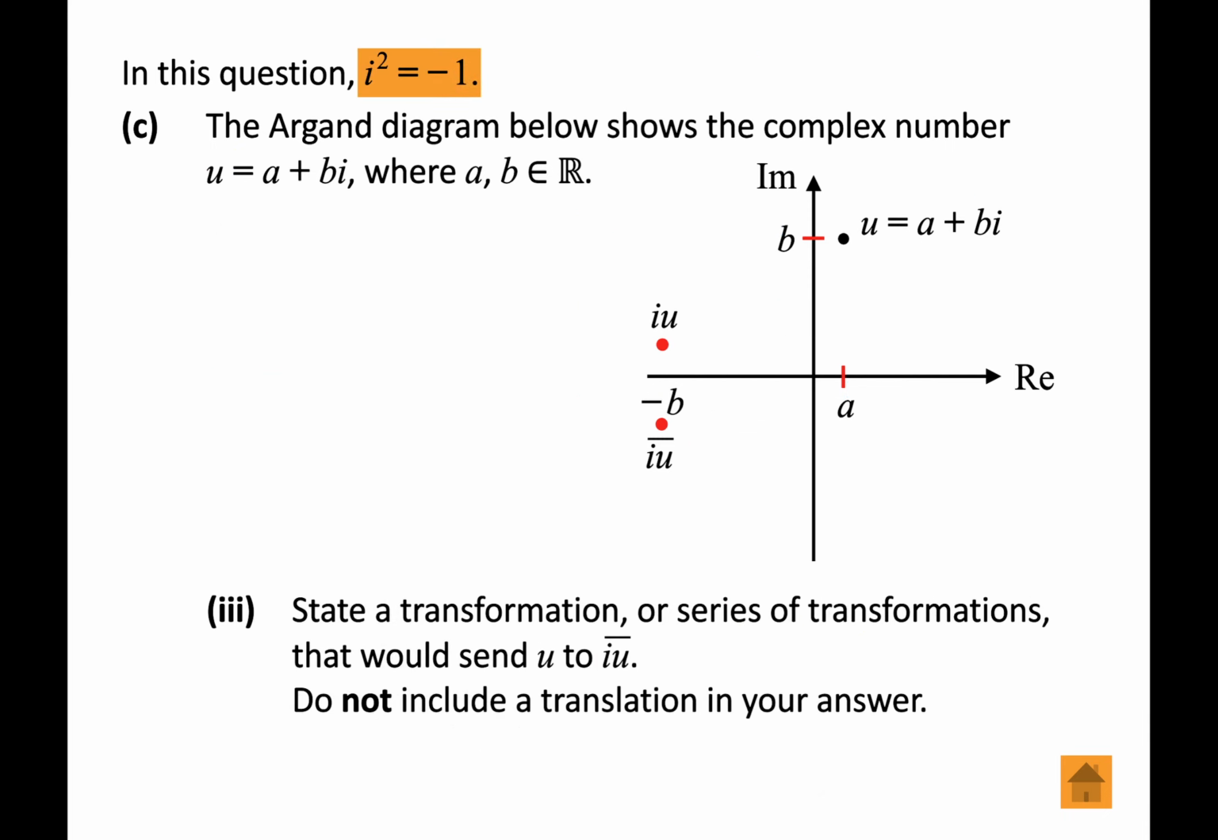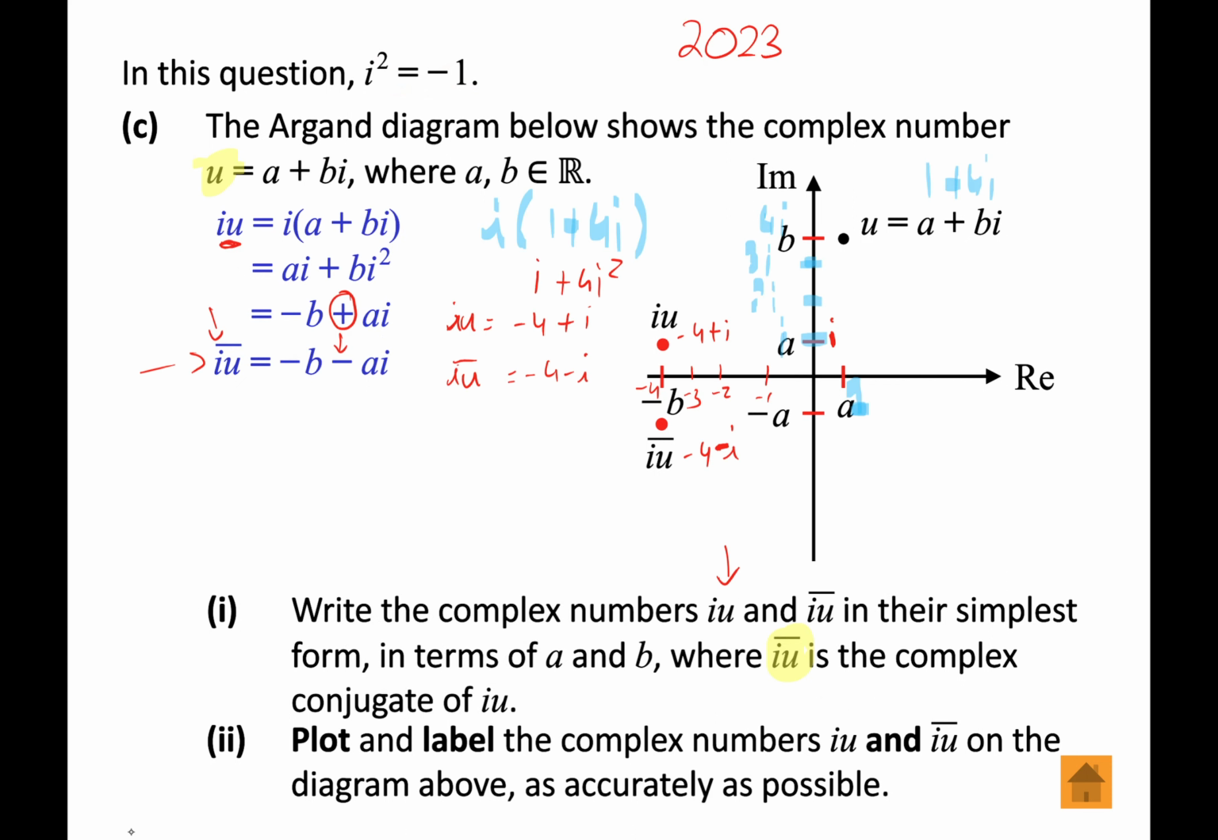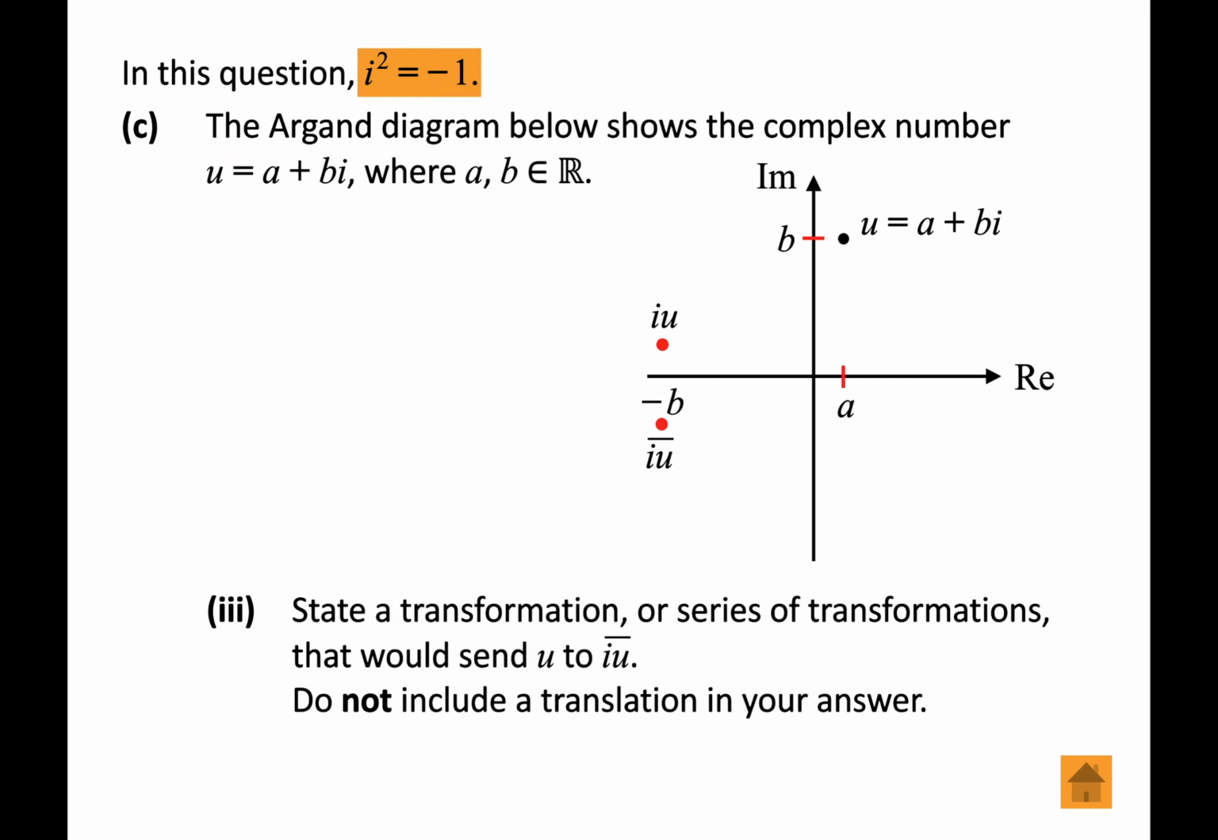Now, I can of course look at that without any of these coordinates in there, and I'm going to show you how you do that in the next part, because it asks us to plot them and label them as accurately as possible. And then it says state what transformation or series of transformations would send u to iu. And it says do not include a translation in your answer.